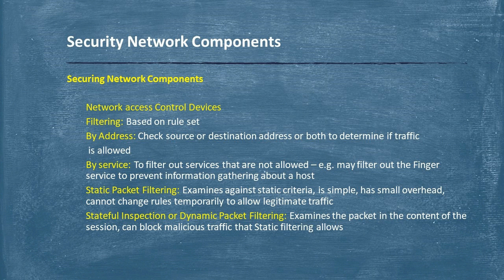Static filtering examines against static criteria, which is simple, and you cannot change rules temporarily to allow legitimate traffic. Sometimes legitimate traffic might be disallowed, so you cannot change dynamically. Whereas dynamic filtering examines the packet in the context of the session and can block malicious traffic that static filtering allows. It is more complex than static filtering.